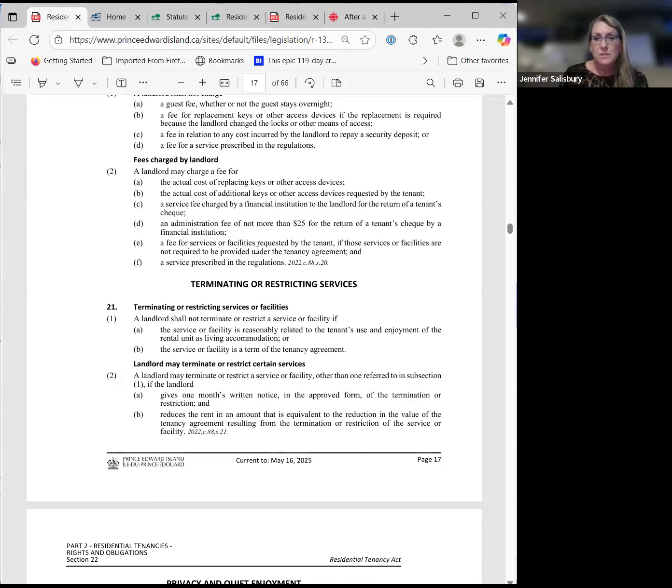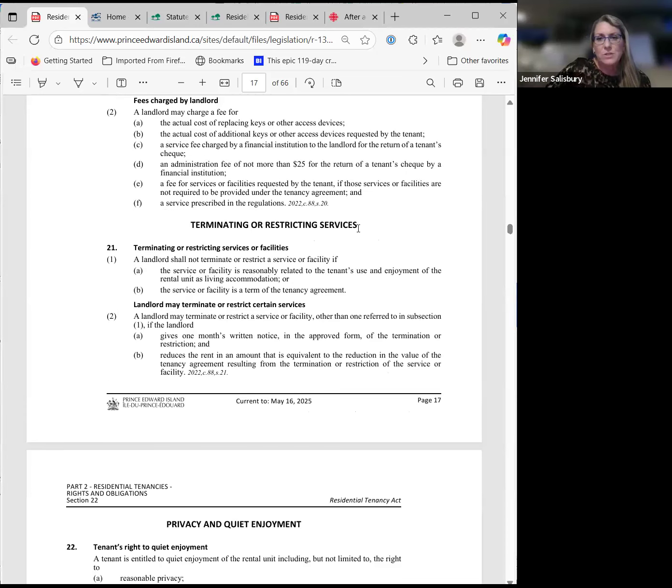Fee for services or facilities requested by the tenant if those services or facilities are not required to be provided. So things like a freezer, if somebody wanted a freezer, or an air conditioner, like a wall-mounted air conditioner, then we actually offer that and say, look, you have to pay extra for that. And then it says the service provided in regulations.